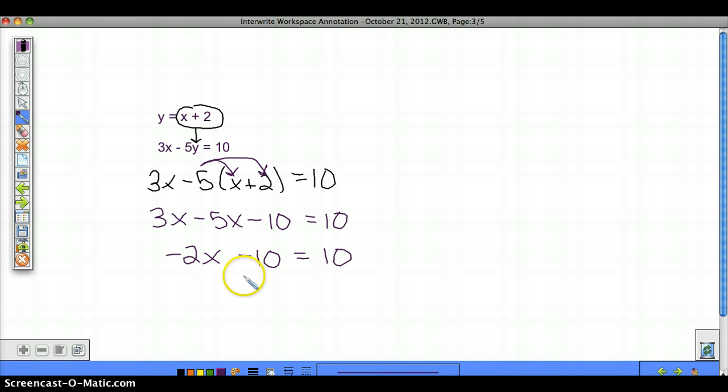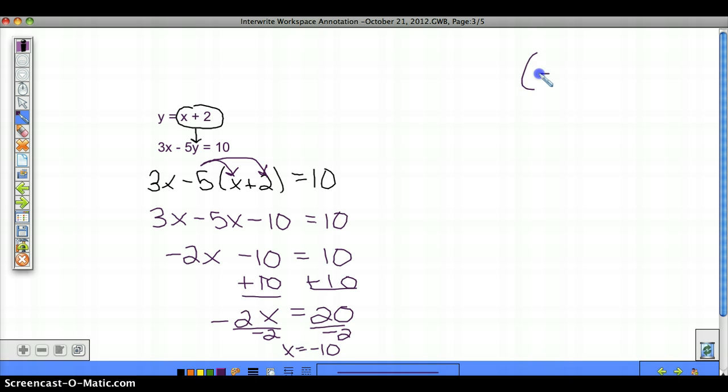And then to solve for x, I'm going to add the 10 over. We have negative 2x equals 20. Divide by negative 2. x is negative 10. So we have the first part of our answer. We know our x value, but now we need to find our y value. So we are going to substitute again to find y right here.